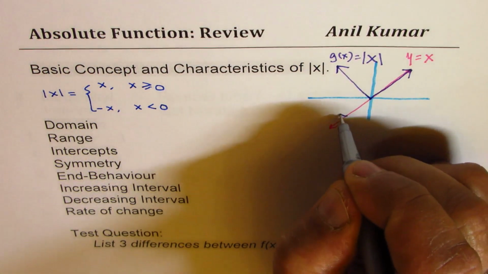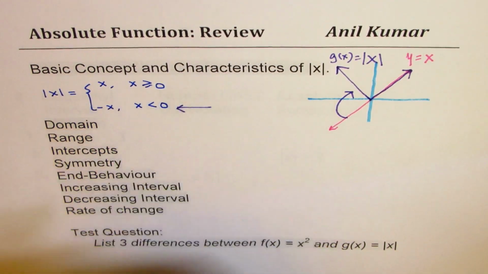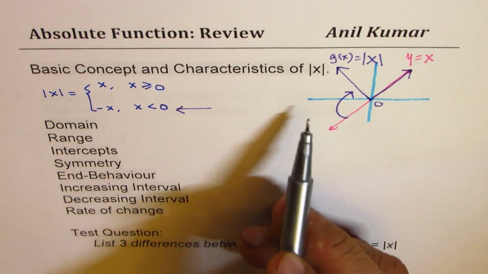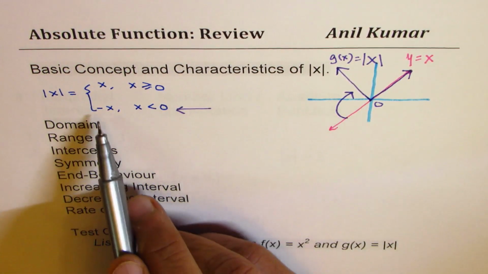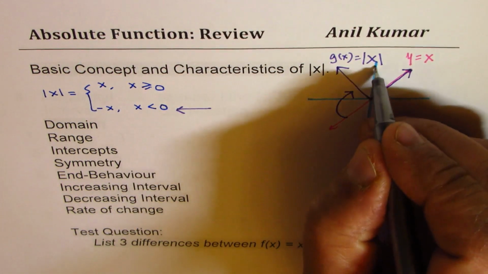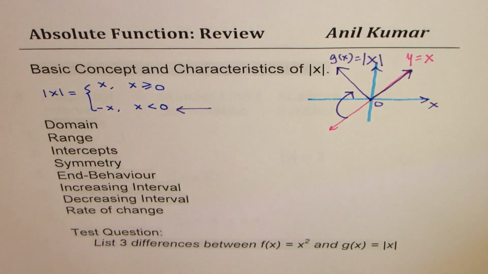So what happened was you flipped this part, and that is what we mean by this statement: when x is less than 0, on the left side of the origin on this number line, then you do minus x, meaning reflected on the x-axis, right? So this is the x-axis we're talking about. So I think the basic concept is very clear.